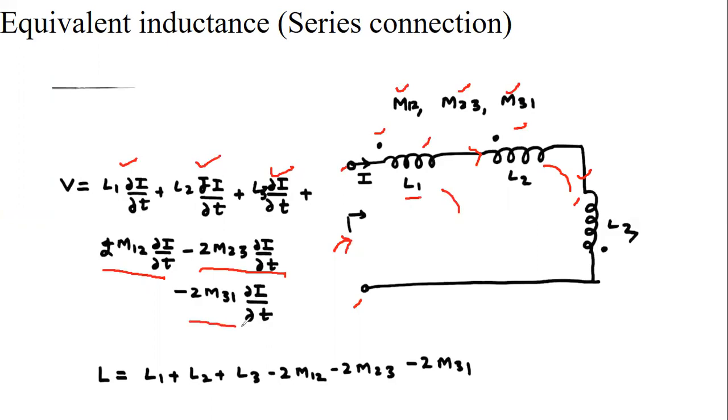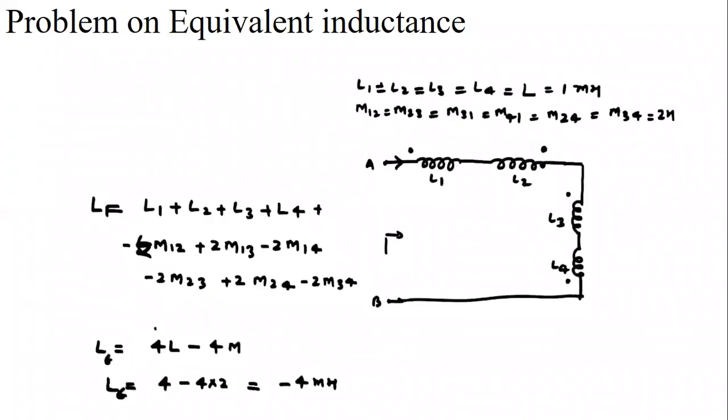The same case applies to coils 1 and 3: in coil 1 current is entering from the dotted terminal, while in coil 3 it is entering from the non-dotted terminal. So this term is minus 2M31 del I by del T. So the equivalent inductance of the coil is L1 plus L2 plus L3, plus 2M12, minus 2M23, and minus 2M31. Clear?